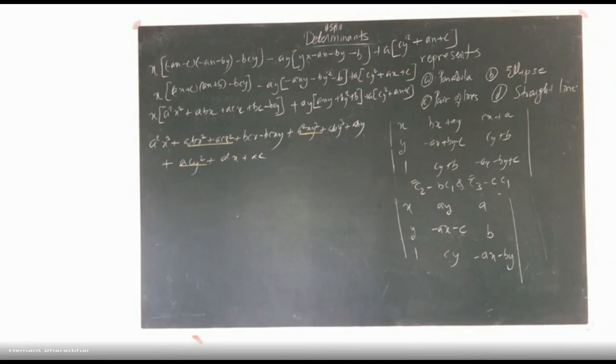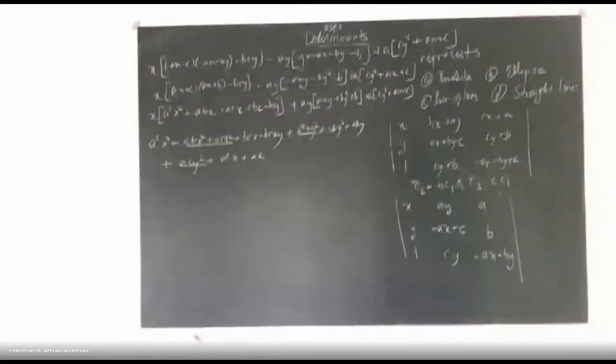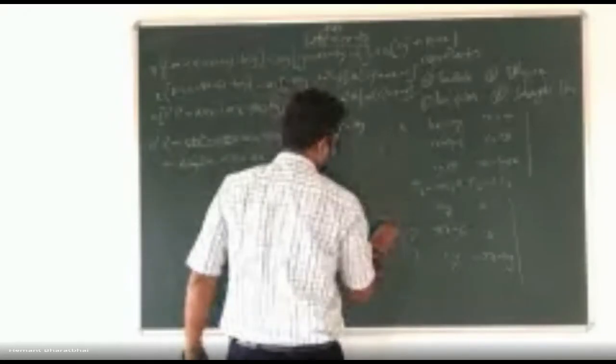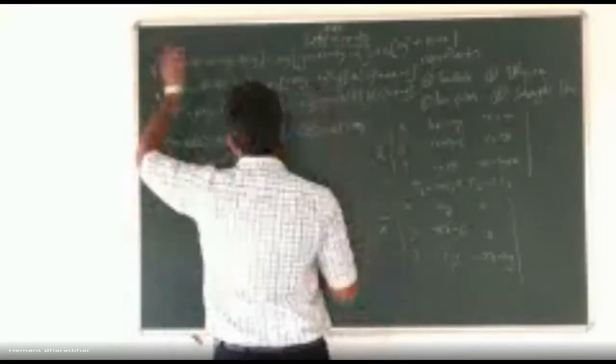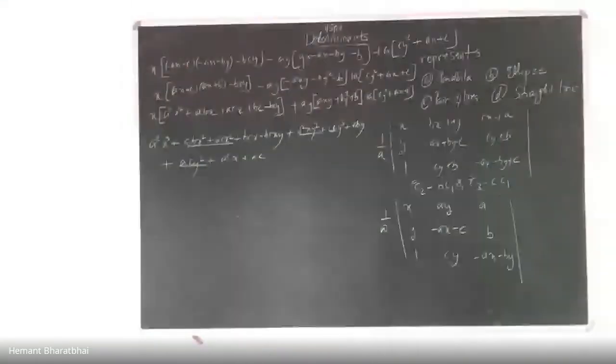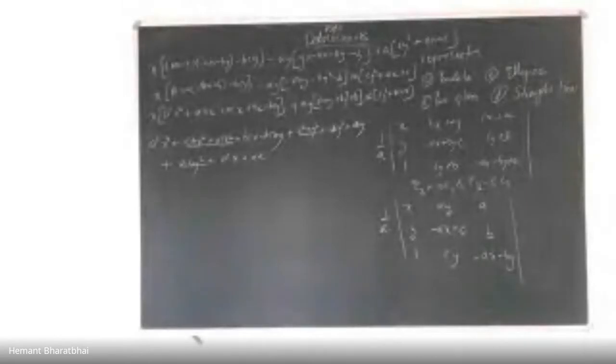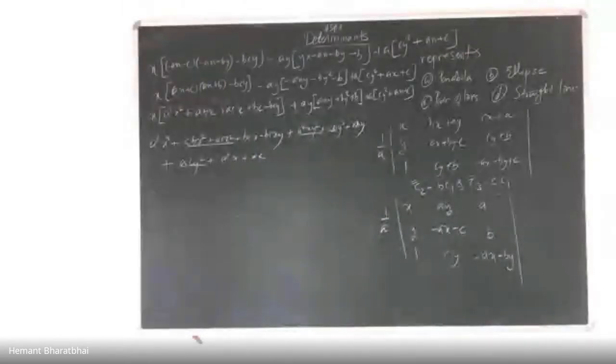I'm sorry, I forgot 1 by a was over there, no? In the beginning, we had multiplied and divided with a. We had this 1 by a term also. Still, we are not going to get anything. Just think and tell me what we can do further after this.